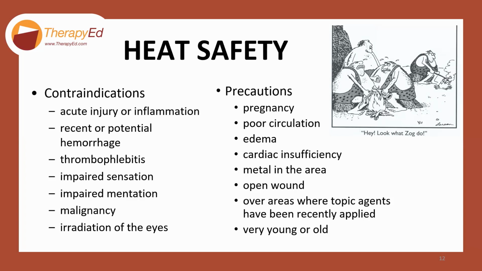Cardiac insufficiency, metal in the area since it conducts very well. You wouldn't usually put it over an open wound. There is what's called normothermia therapy, where you have normal temperatures, and there are devices that do that for wounds, but they're not elevated temperatures. And of course, if you just had a topical agent applied, it's probably not very good. And as we know, the young and the old, their skins are thinner and they have less ability to dissipate heat.